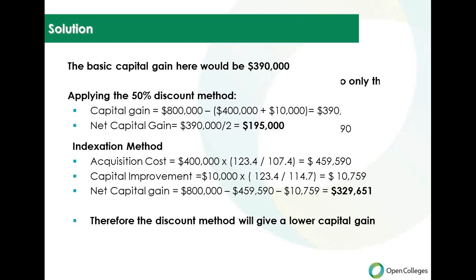Going on from there, in a company, once again the basic capital gain would be $390,000. But a company cannot use the 50% discount method. So only the indexation method can be used. And in this particular example, the capital gain is the indexation method capital gain. So the 329,651 is the lower capital gain because the 50% discount does not apply.